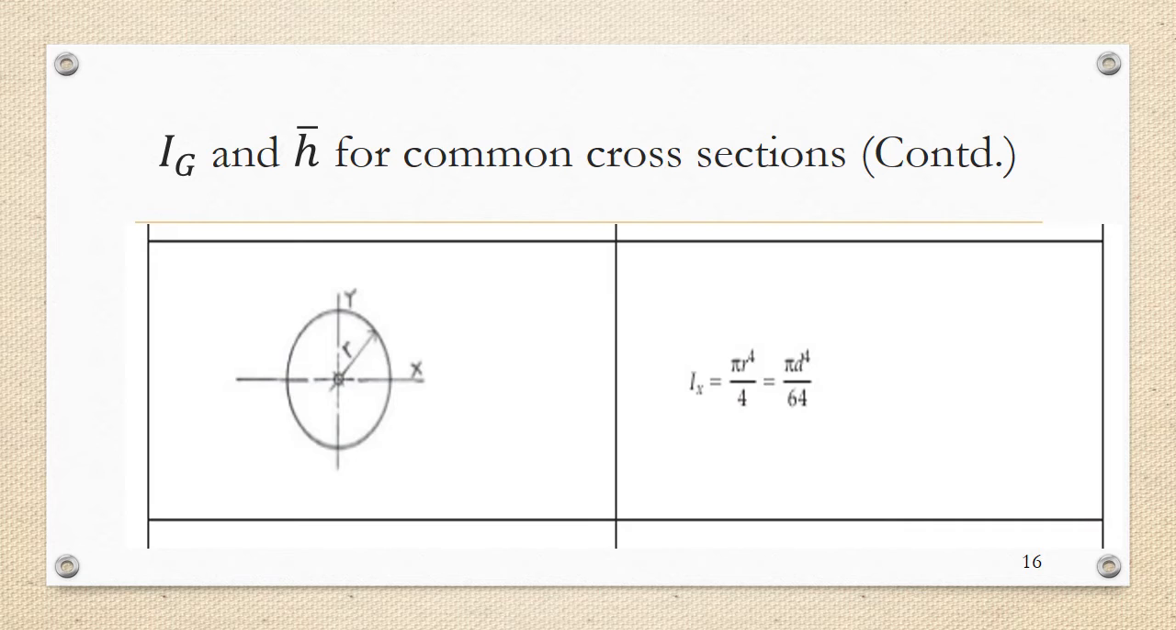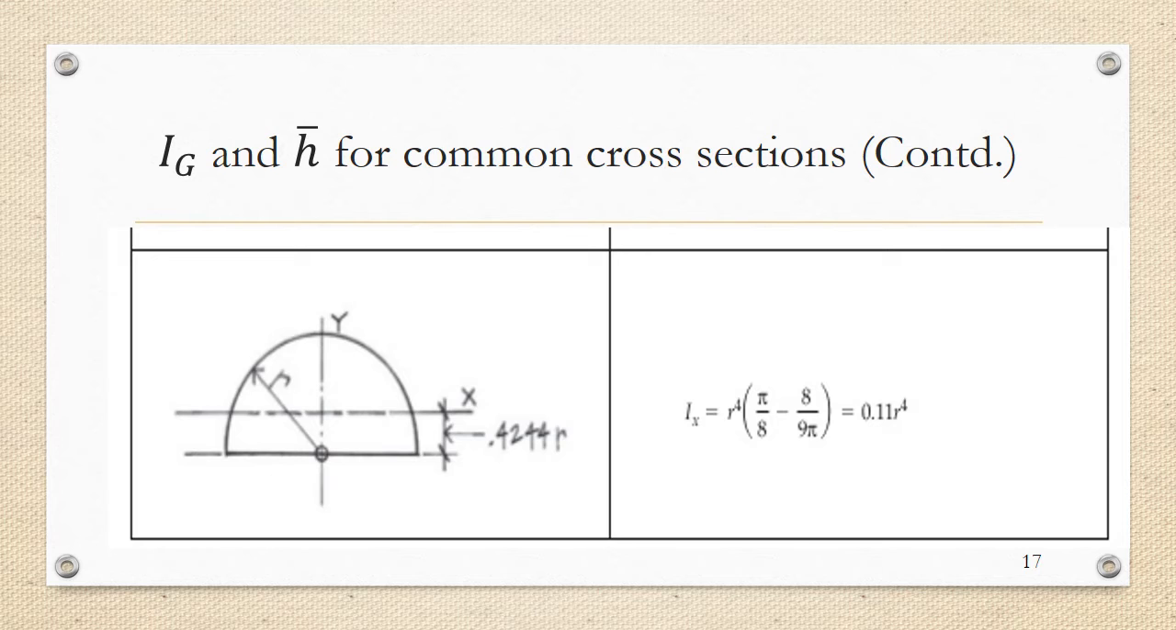So the moment of inertia of a circle about the Gx axis would be the same as the moment of inertia about the Gy axis, and it would be equal to pi r raised to 4 divided by 4. Or instead of radius, if I want to use diameter, then it would read Igx is equal to pi d raised to 4 by 64.